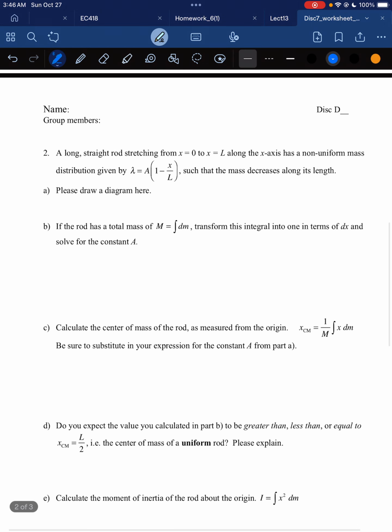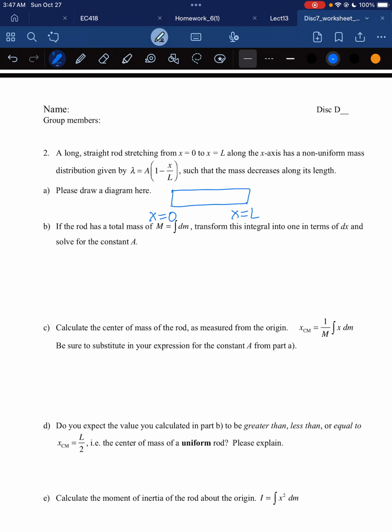So problem 2, we are given a long straight rod stretching from x equals 0 to x equals L along the x-axis, and we're told that it has a non-uniform mass distribution given by this lambda function such that the mass decreases along its length. So I'm just going to draw a diagram here. This is going to be my rod. I'm going to mark the left end of the rod as x equals 0, and I'm going to mark the right end of the rod as x equals L.